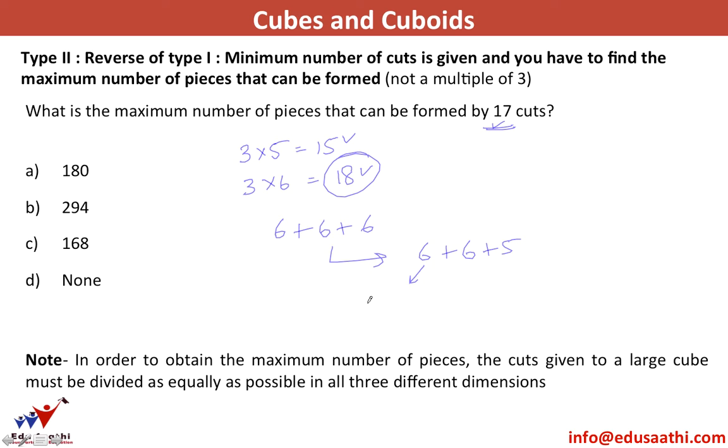Now, this 6 will give me 7 parts. This 6 will again give me 7 parts, and this 5 will give me 6 parts. So what is my answer? My answer is 7 into 7 into 6, which is 49 into 6, or 294. So this is the correct option. The only thing you need to remember is, find the nearest multiple of 3 to the number of cuts that are given.